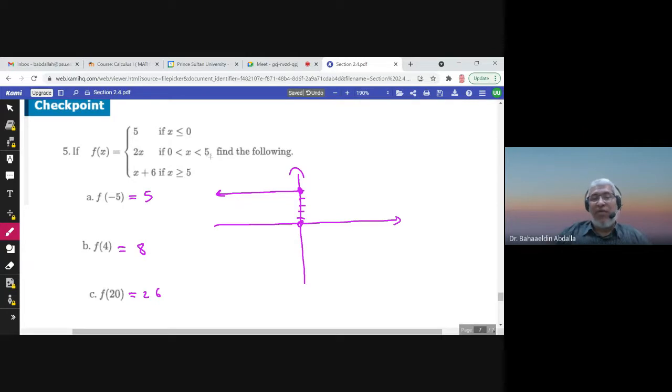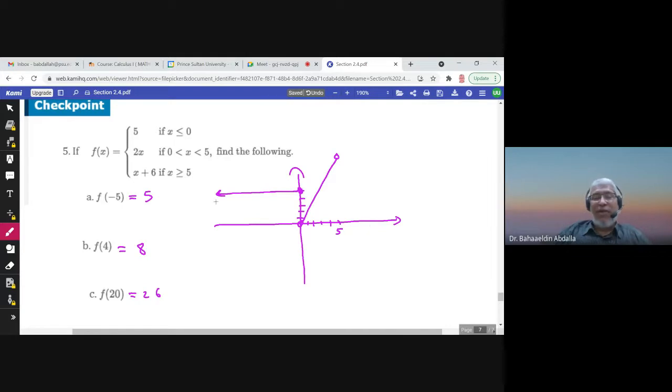And at 5, 2 times 5 is 10. So 1, 2, 3, 4, 5, it's 10 somewhere here, and it's also open. And I will connect these 2 points. So this is the graph of y equals 2x from 0 to 5.